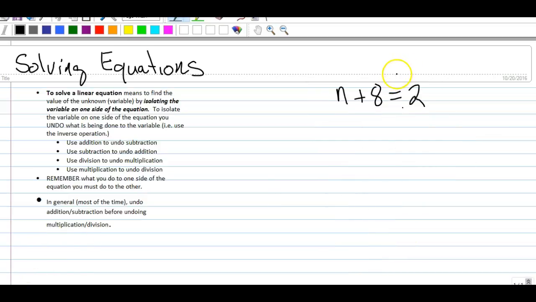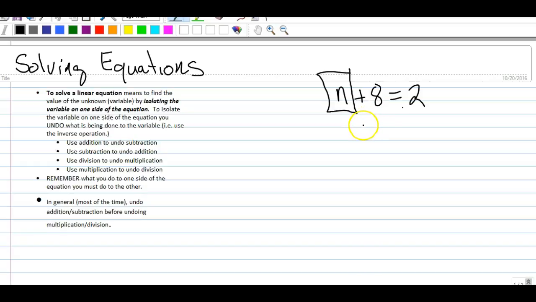Again, I will solve this equation. So I ask myself two questions. One, what is the variable? The variable here is n. The second question I ask myself is what is being done to the variable? 8 is being added to n.